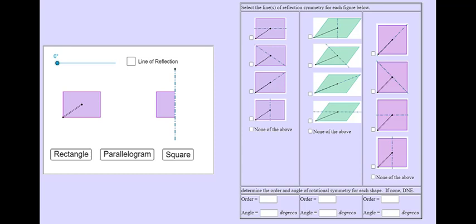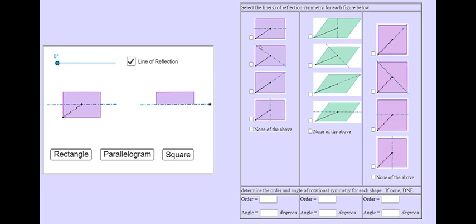This question is intended to be interactive. I'm going to show you how to use the applet on the left to find the answers to these questions. We're going to start with reflectional symmetry. So I'm going to turn on the line of reflection, and then I'm going to use this dot to move it around.